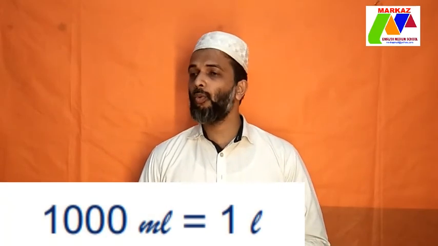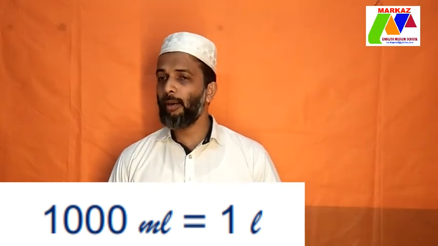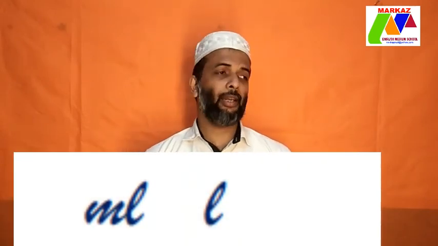Students, now we move to the next metric unit, which is capacity. The unit capacity is used to measure liquid objects like petrol, oil, milk, etc. The smallest unit for measuring capacity is milliliter. 1000 milliliter is equal to 1 liter. ml is the short form of milliliter and L is the short form of liter. Write ml and L in small italic letters to identify them easily.